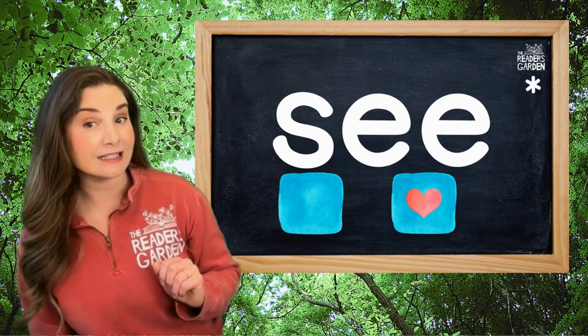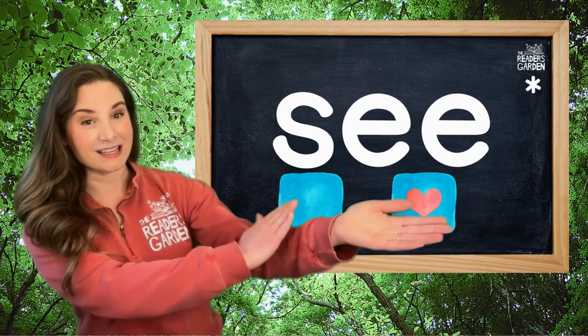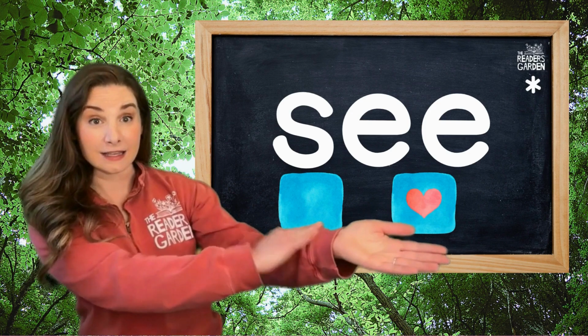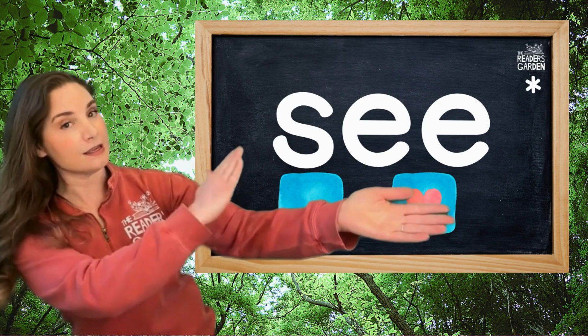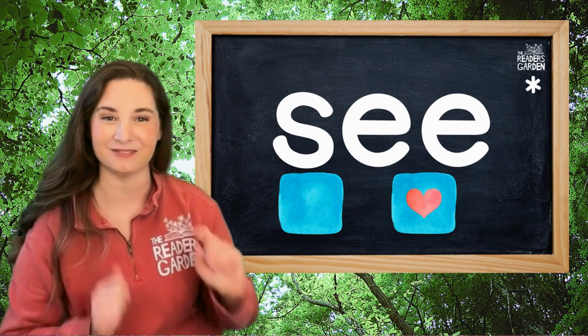Now let's practice tapping that out on our arm, those letters. S, E, E, see. Let's do it again. S, E, E, see. And that is the word see.